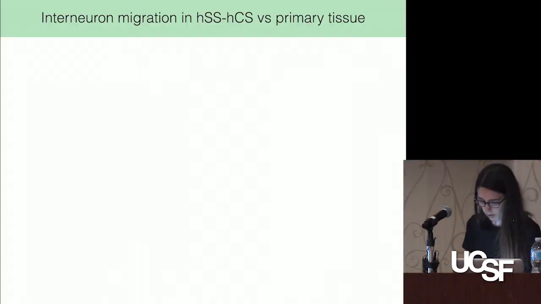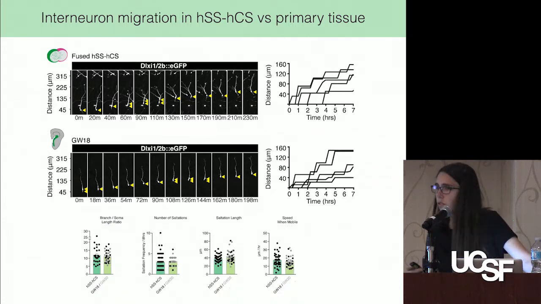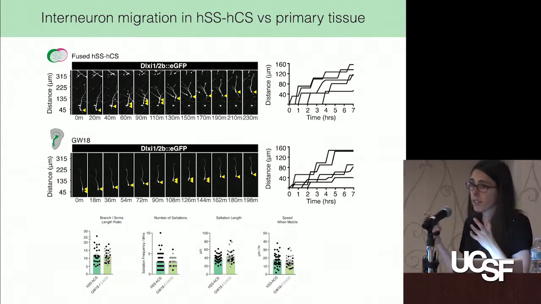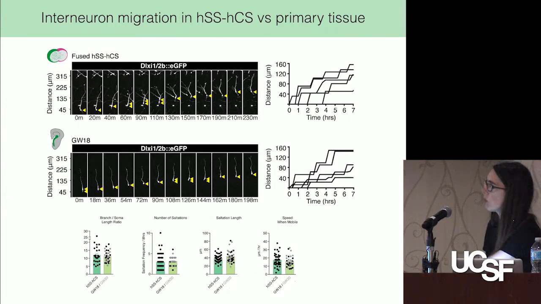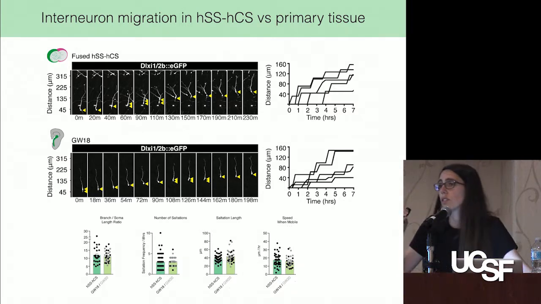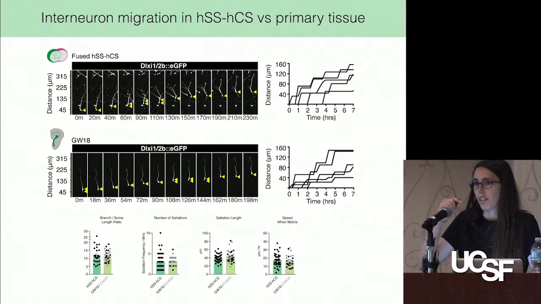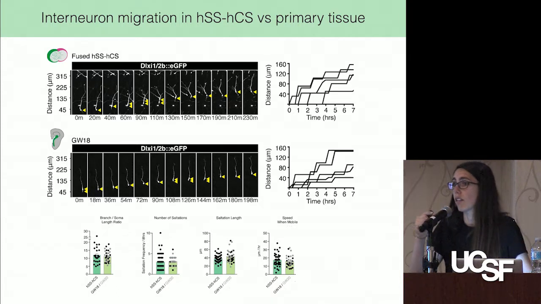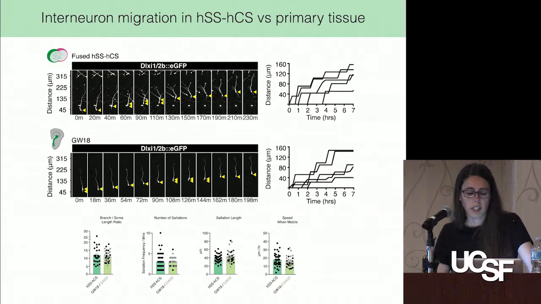And of course, we can quantify all of this movement. The kind of things that we look for are the size. How is the size of our neurons compared to the size of primary neurons? For that, we looked at the branch to soma ratio. We can also look at the number of saltations, so how many jumps do they do over time, and how much they move every time they jump. What's the saltation length? And of course, the overall speed of the movement.